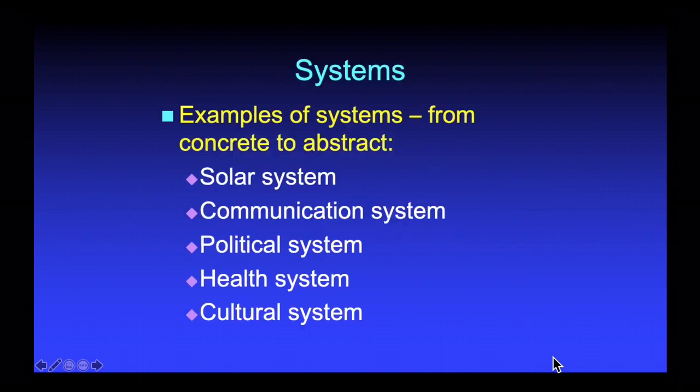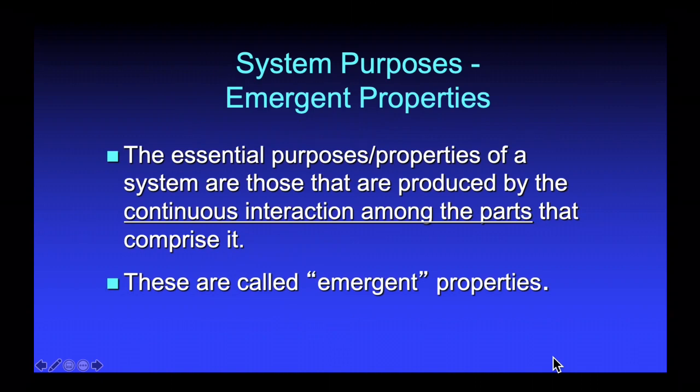These are examples of systems from concrete to abstract. We talk about the solar system, which is the sun and the planets and the gravitational fields that produce the solar system, which all operate together. A communication system, which is what we are using now in order for you to get the information from me. A political system, a health system, a cultural system. Some are very concrete, like a communication system with many concrete parts, but some are completely abstract, like a cultural system, which is really a system of values and practices and behaviors, so that there are many different kinds of systems.